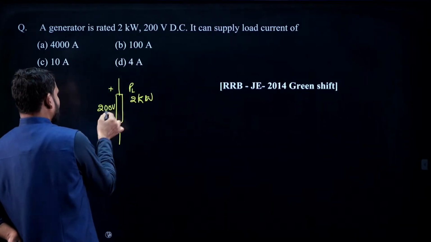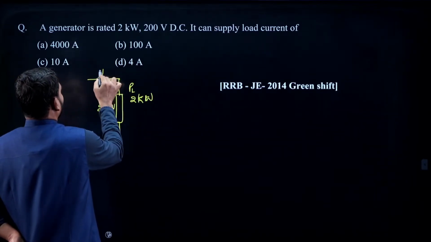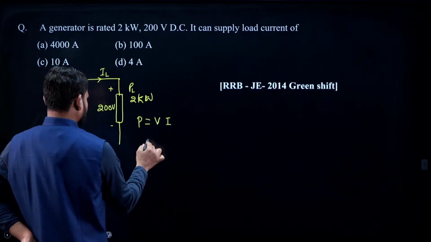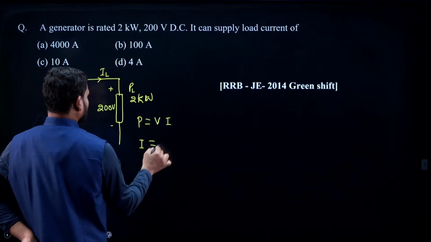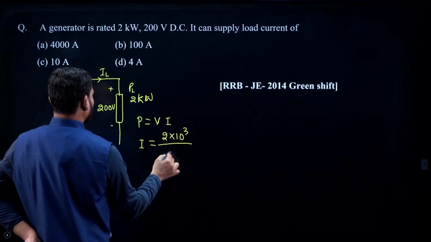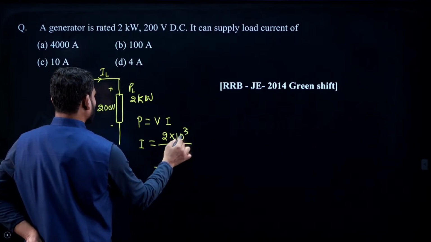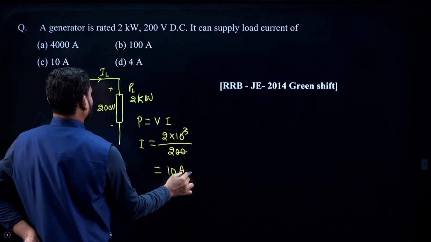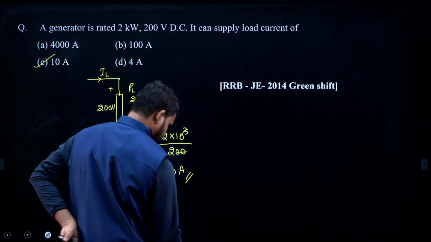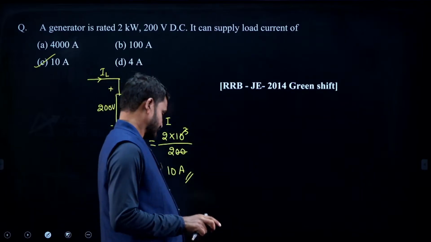Okay. You know P and you know V. Can't you calculate the load current here? Power is equal to voltage into current, na? Simply. So, the current will be how much now? P by V. So, 2 into 10 to the power of 3, 2 kilowatts divided by 200 volts. How much you are going to get? 10 amperes or not? C could be the correct answer. Yes or no? Very good, JE.